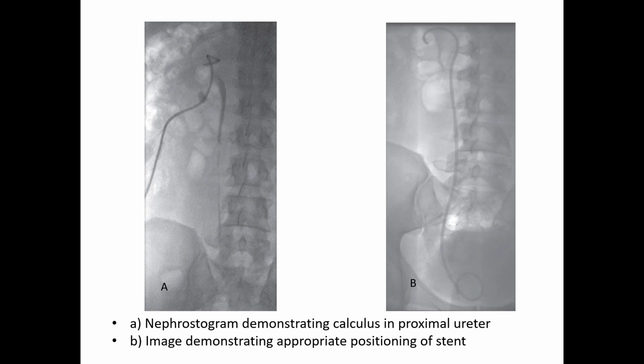This is the procedure. This patient has had a nephrostogram, with the dye coming down in the pelvis and upper ureter. There is a filling defect in the upper ureter, and the stone has been bypassed, and a JJ stent has been inserted.